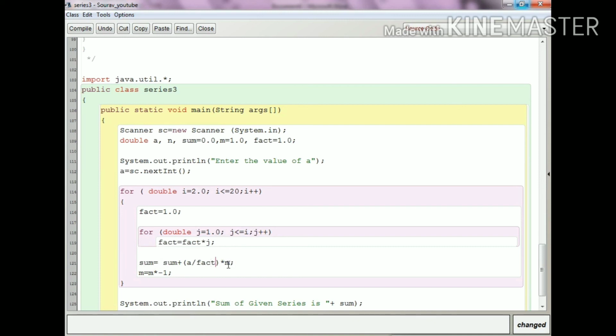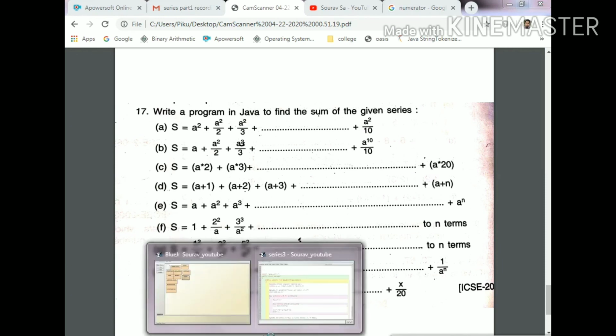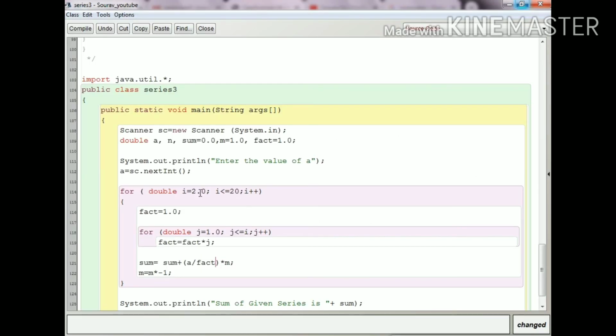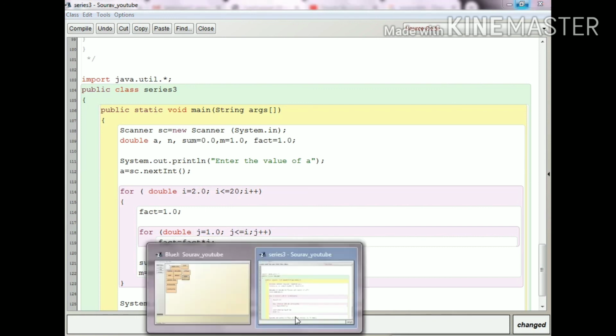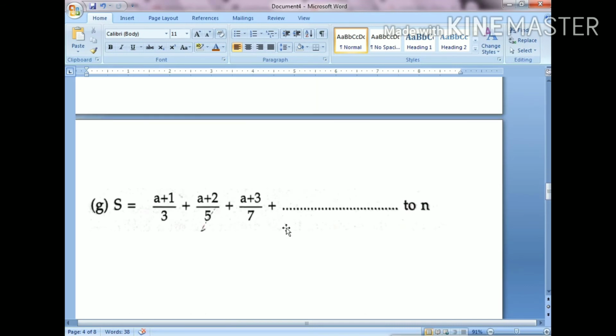So the first time the value is positive and the next time the value is negative when we get the value of 3. Okay, so this time the value of i increases to 3. At that time double j equals 1.0 and it goes up to the number i, 3, then the fact is 6. Now a by fact, a by 6 into minus 1. So finally you have to print, you get the value of this series. Okay, so that is this one.